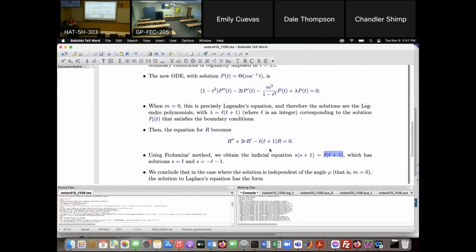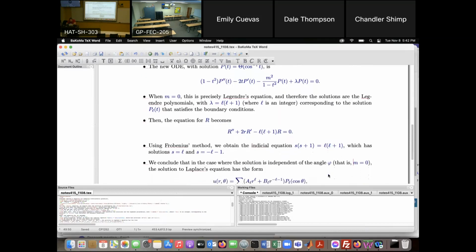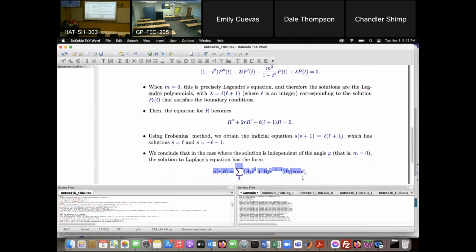So when your solution has what's called radial symmetry, in other words, the solution does not depend on the angle phi, which is what happens when m is equal to 0, then this is your solution to Laplace's equation. So we're going to stick with that assumption of radial symmetry just to simplify matters.